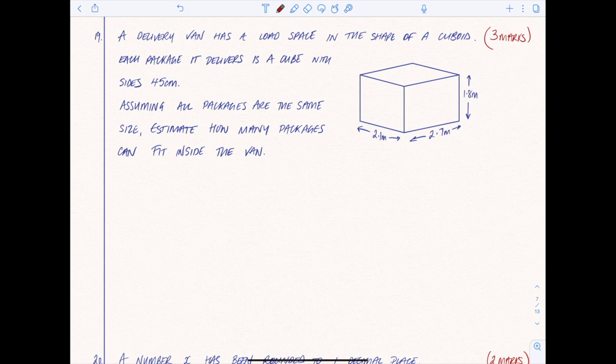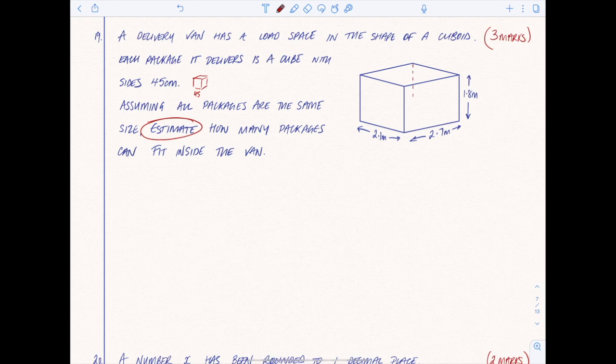Okay, right, so question 19. A delivery van has a load space in the shape of a cuboid. So that's what I've got here. This is my delivery van. That's the back of the van that would be filled up. It says each package it delivers is a cube with sides 45 centimeters. So basically I've got these packages that are all 45 centimeters that are going to go into this van. Assuming all packages are the same size, estimate, keyword here, estimate how many packages can fit inside the van.